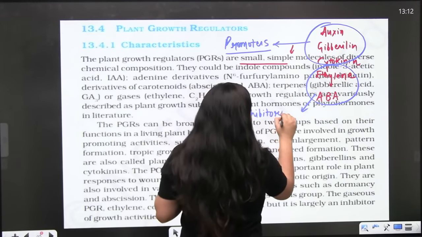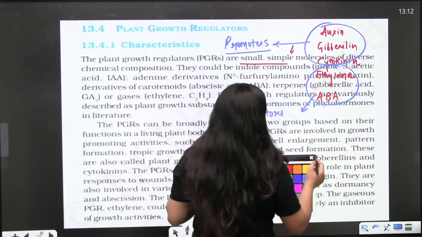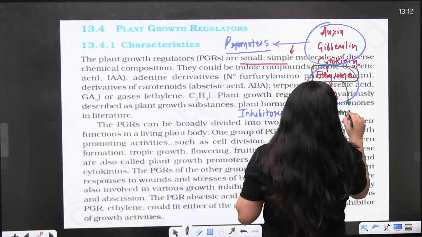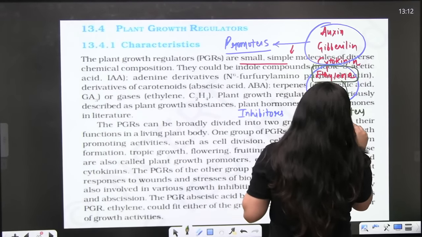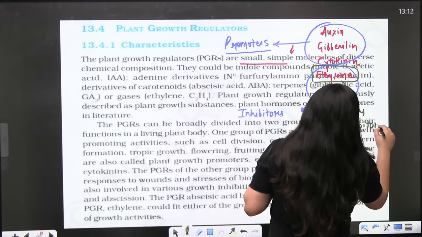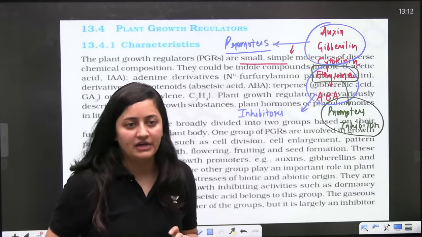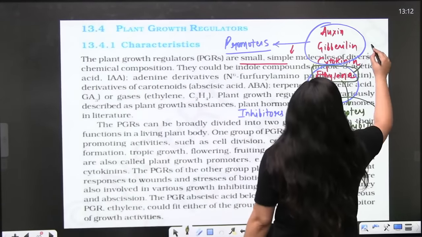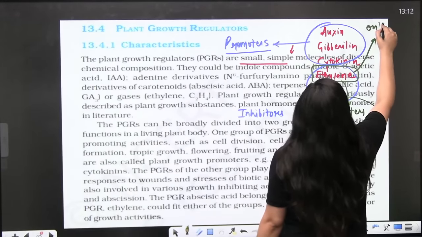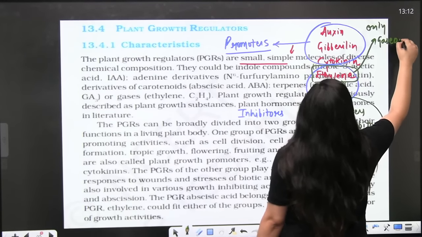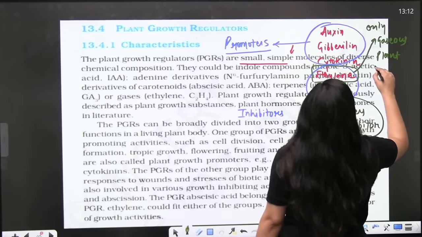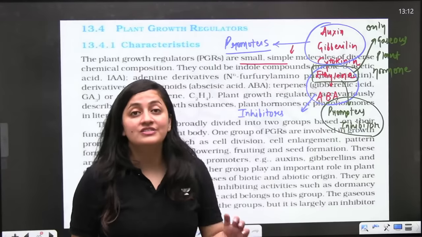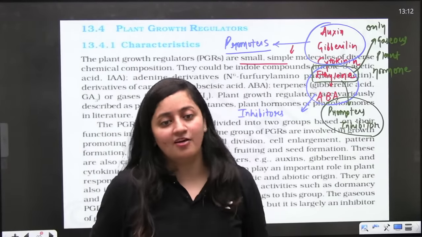One more important note here, bache: the ethylene can come under the promoter as well as the inhibitor. But mainly it is the inhibitor, right? And ethylene is the only gaseous plant hormone. It's a gas basically. It is volatile. It is the one which is responsible for the ripening of fruits, okay?